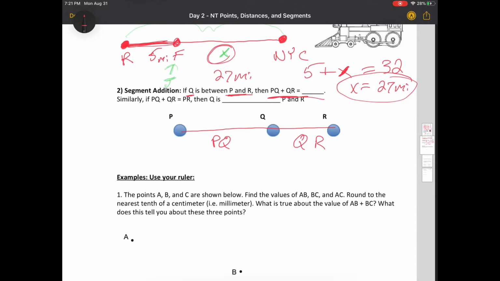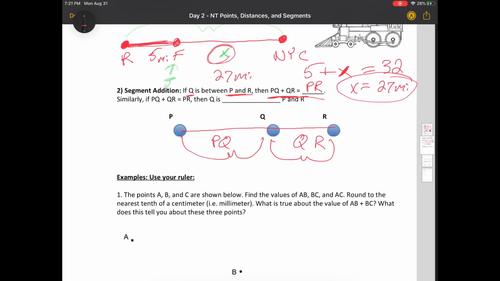PQ plus QR. If I add this line segment and this line segment, we get the whole line segment, which is P to R. So technically all we do is add two line segments, and then we combine them with the two big endpoints.